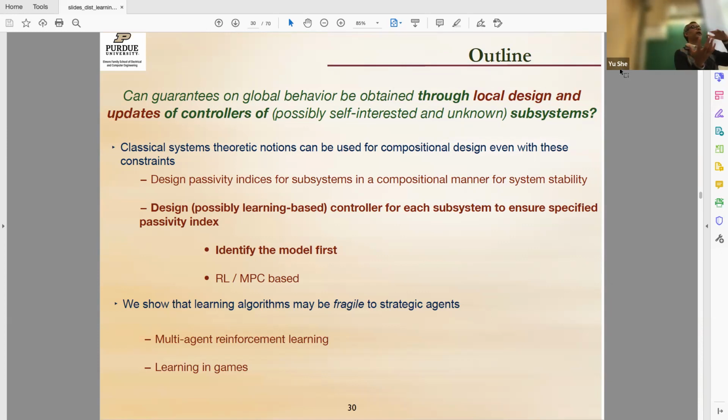From the first part of the talk, I have been told that I need to design a controller such that the closed loop subsystem satisfies a certain passivity constraint. How do I do that? That's my job. Okay. So the first approach I said, you can identify the model.